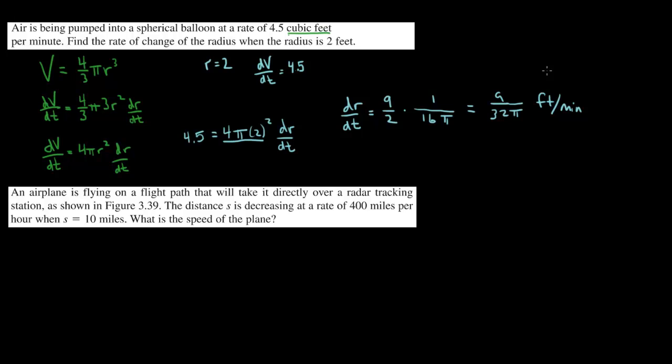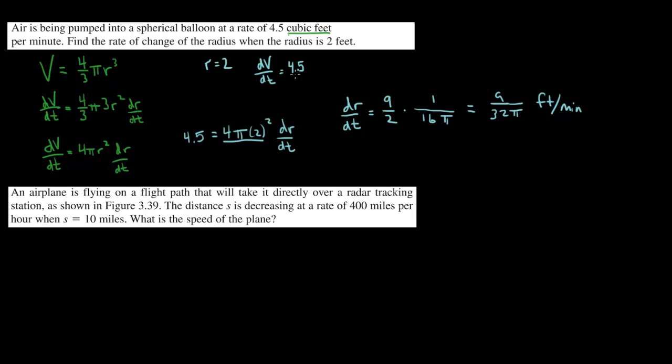9 divided by 32, let's see here, 32 pi. Oh, it's about 0.089. So it's not changing very fast. The radius is not changing very fast. Again, I hope you're seeing the pattern here.